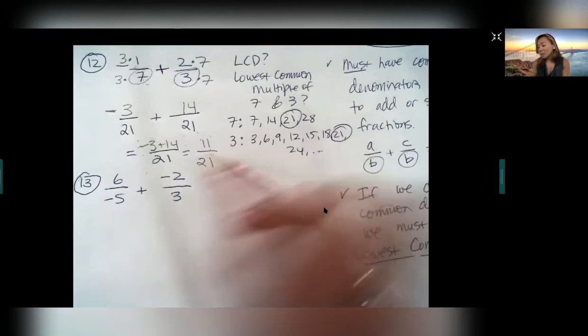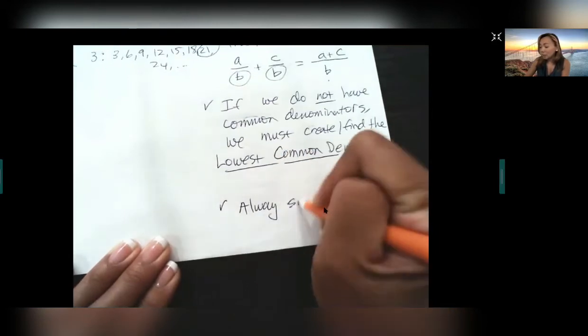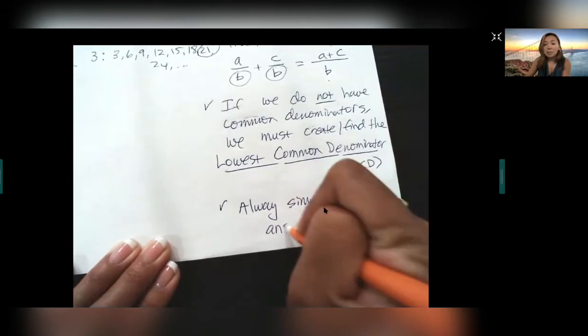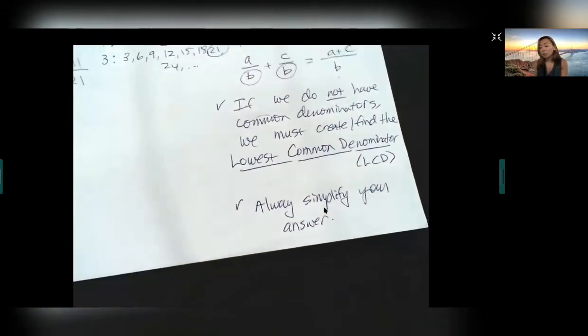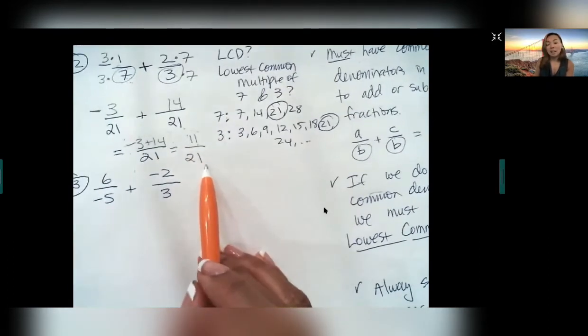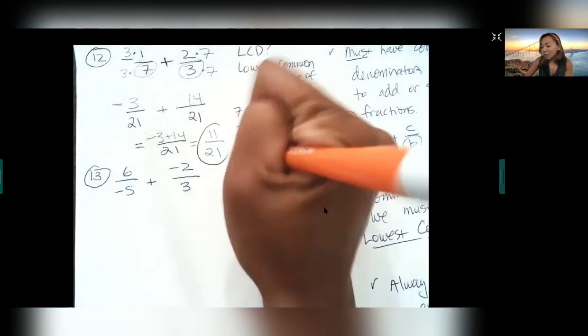And I want to ask myself, is this simplified? One of the rules, again, I'm going to write this down, is always simplify your answer. Simplify means to write it in lowest terms. So 11 over 21, do they have any numbers that they can divide by? And the answer is no, they can't divide by anything other than themselves. So the answer is 11 over 21.